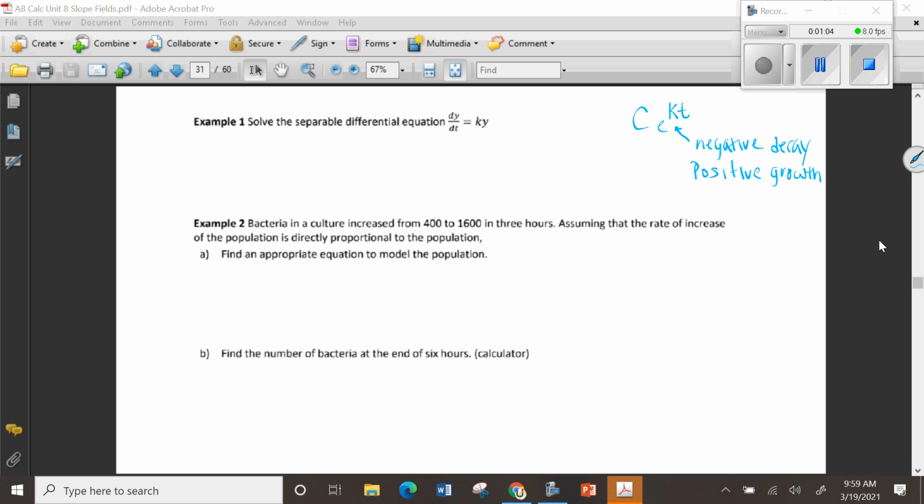So we're going to start with separating the variables. Again, K is a number, Y is the variable. So I'm going to move Y to the other side. So I have 1 over Y dy equals K dt. From here I'm going to integrate both sides. So 1 over y is going to become ln, so I have ln y equals, this time it's going to be kt plus c.